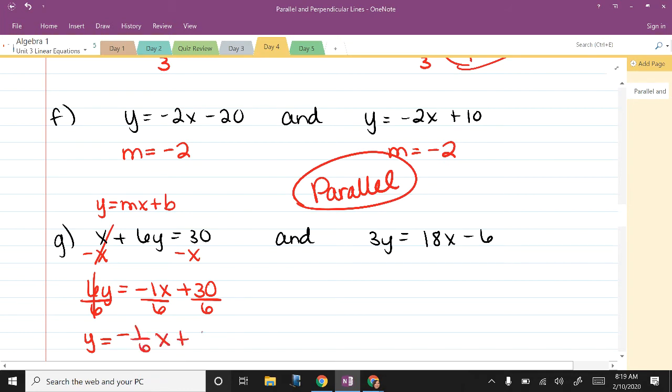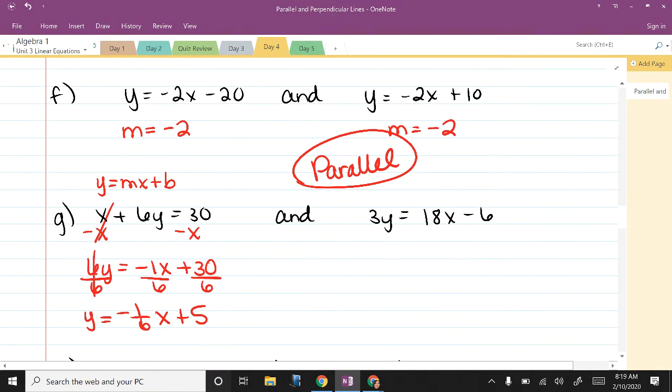Not minus, plus 5. Y equals negative 16x plus 5. And what's the slope of that line then? Our slope is negative 1/6, just for comparison's sake. So is everybody okay with how we got the first one in slope intercept?